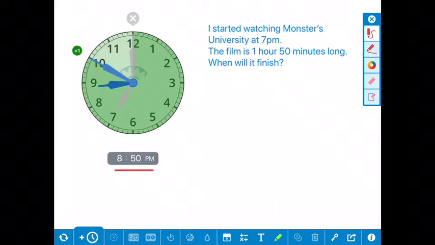If I was wanting to write it in 24-hour time, because it's a p.m. time, I would add 12 onto the 8 and it would be 20:50. And I don't need to put the p.m. anymore because the 20 is showing that it is in the evening.